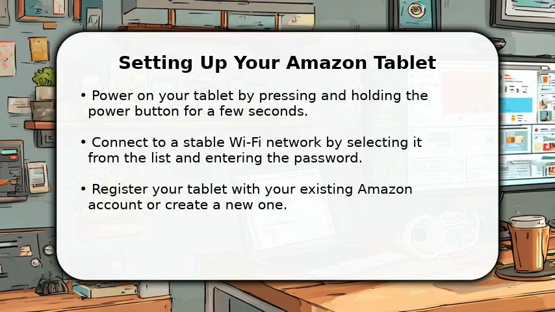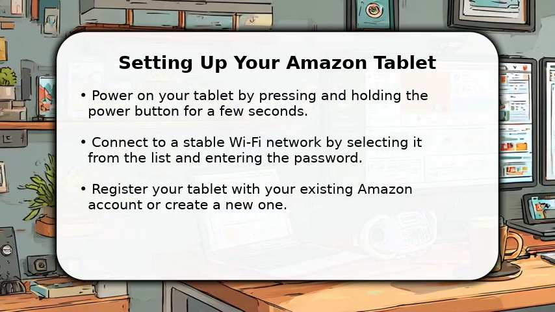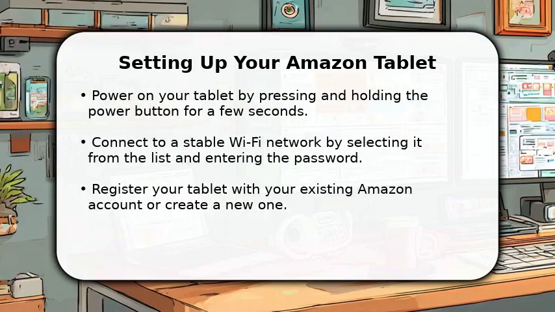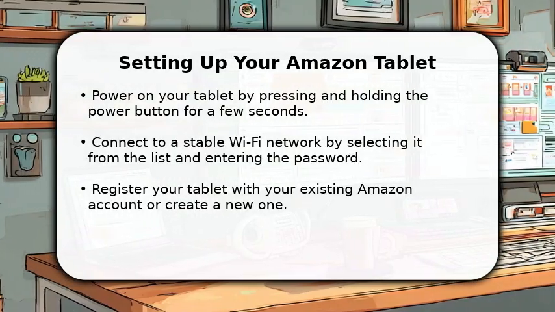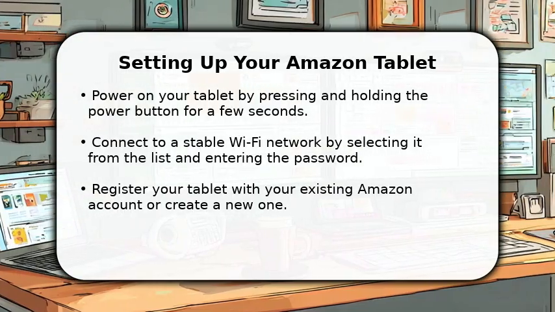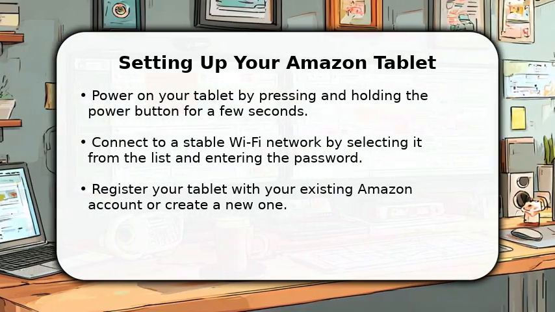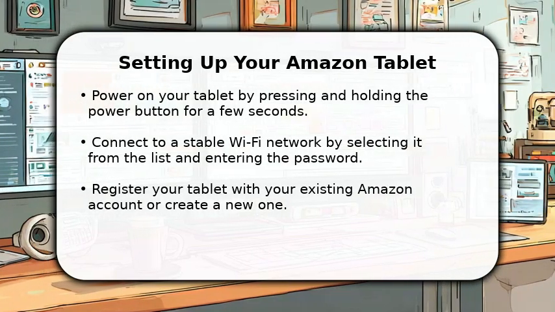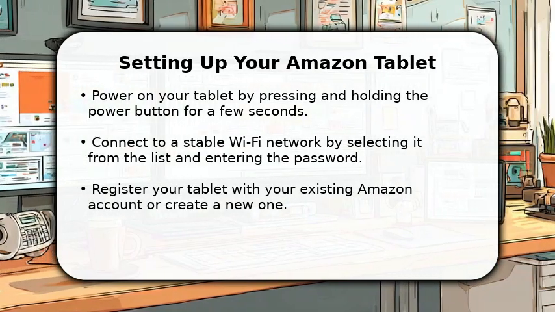In this video, I will explain how to use your Amazon tablet. To begin, power on your device by holding the power button for about 3 seconds. Next, connect to your home Wi-Fi network by selecting it from the available options and inputting your password. You'll then register your tablet to your Amazon account, which links all your purchases and content.